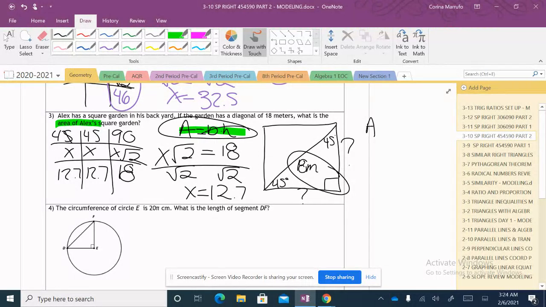So I'm going to do the area right here. It's going to be area equals base, which is 12.7, times height, which is the exact same thing, also 12.7. And when we put that in our calculator, we get 162. And our units are meters.